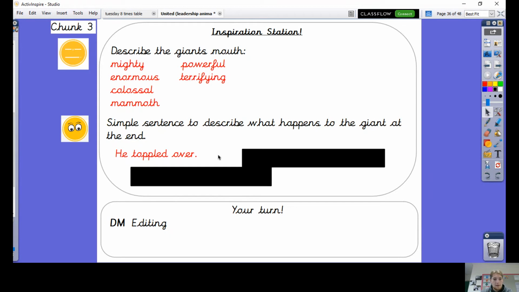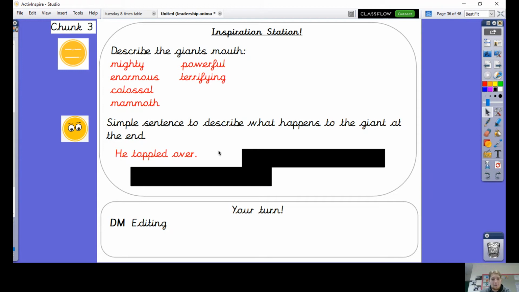Right, next bit then. Simple sentence. We're going to think of a simple sentence to describe what happens to the giants at the end. So if you remember, the ball gets stuck in its mouth and then he can't breathe, can he? So he almost faints.